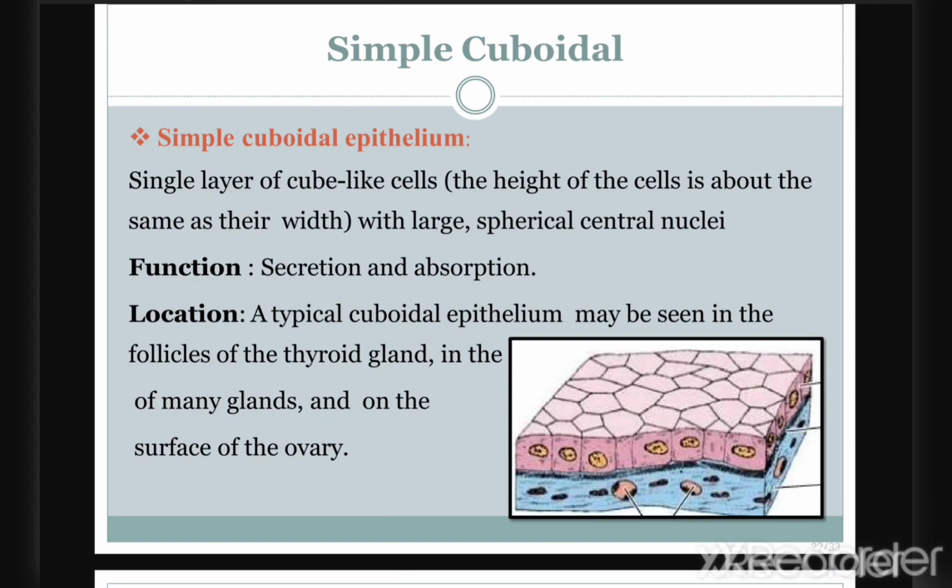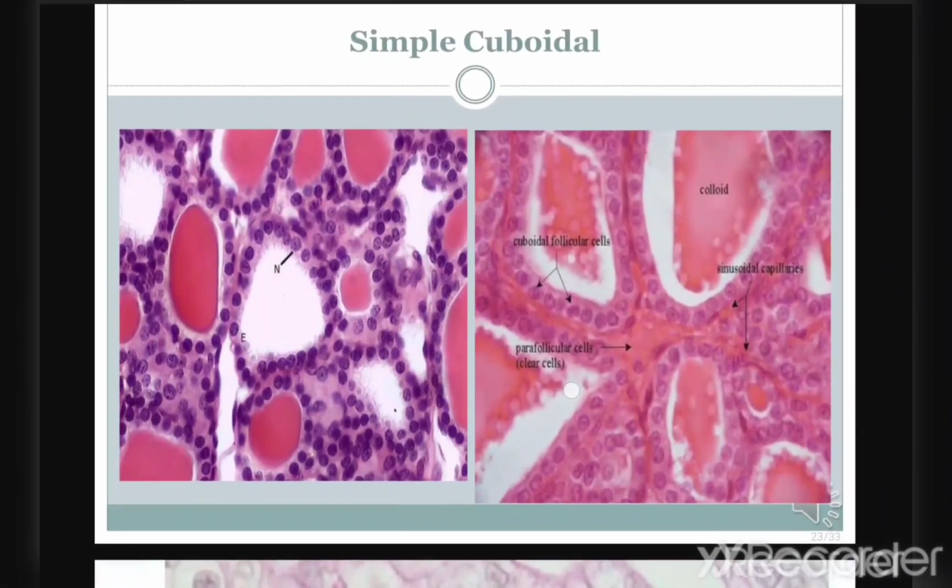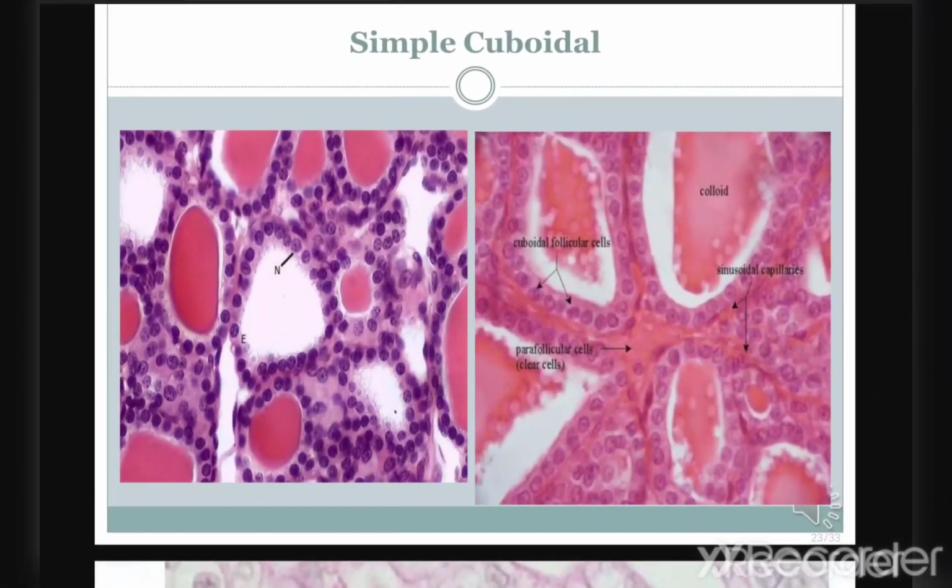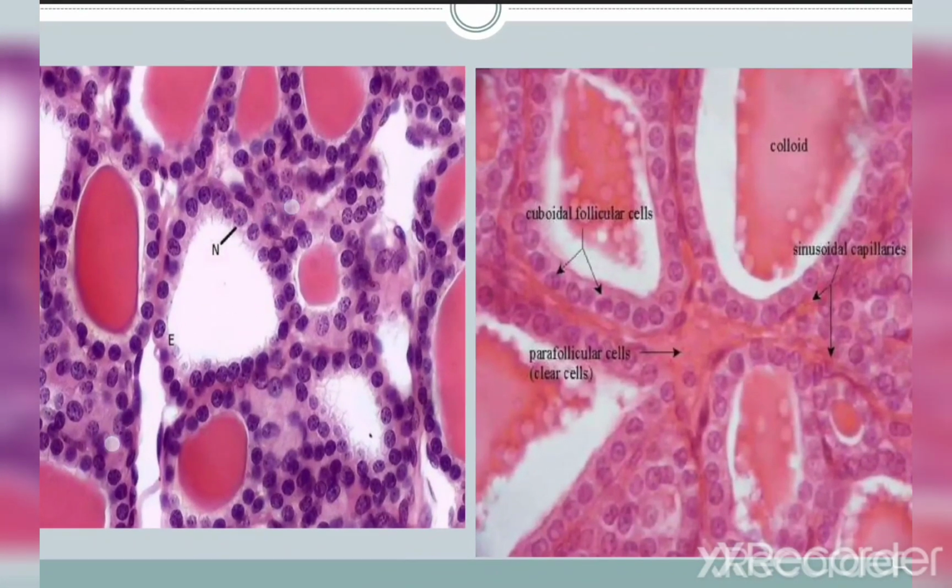Simple cuboidal, these are the thyroid follicles. This is a cross section through the parenchyma of the thyroid, so you can see these follicles. They are lined by simple cuboidal epithelium with central spherical nuclei.